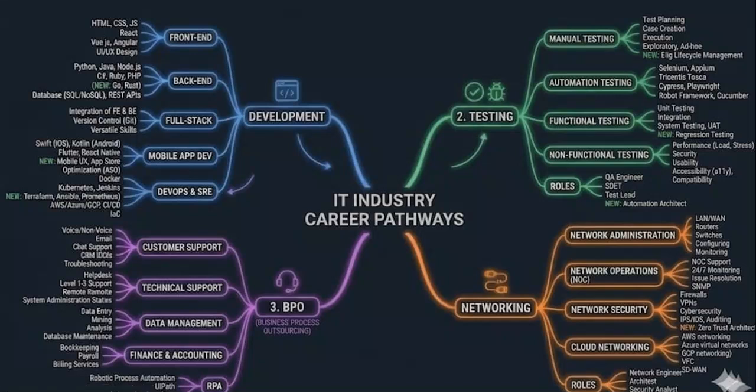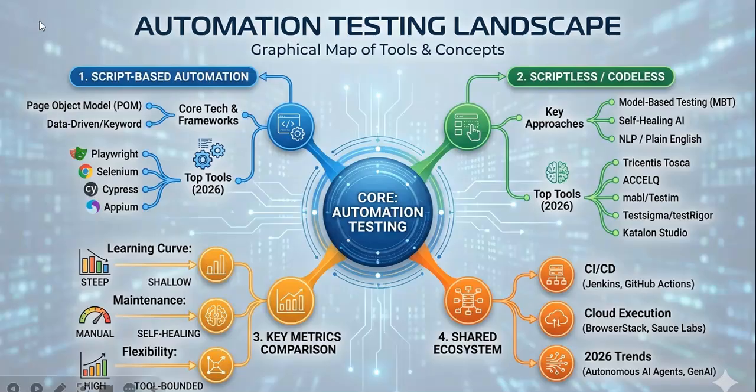And automation testing also we can split into different verticals. We have automation testing tools, like script-based test automation tools and scriptless automation tools as well. Script-based automation tools are like Playwright, Selenium, QTP, Cypress, Appium. These all tools come under script-based test automation tools.